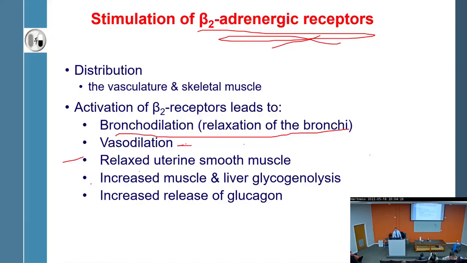They can also dilate the vasculature, not as much, but they produce a little bit of dilation. They can relax the muscle too, and some other metabolic actions, in terms of increased glycogenolysis and release of glucagon. So that's the main action of beta receptors. Okay, they're very important in the airways.